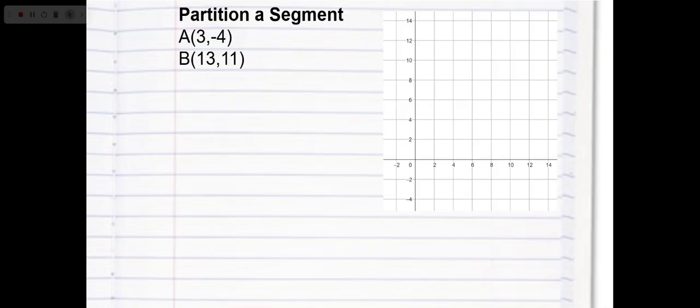So let's just start off by making sure we understand what our segment looks like. So I have this point 3, negative 4, and 13, 11. So I'm going to plot 3, negative 4. 3 is between 2 and 4. Negative 4. So I go right 3, down 4. And then 13 and 11 means I'm going to go right 13 and then up 11. So like right there in between 10 and 12.